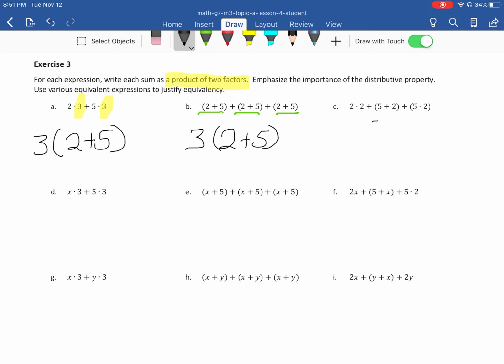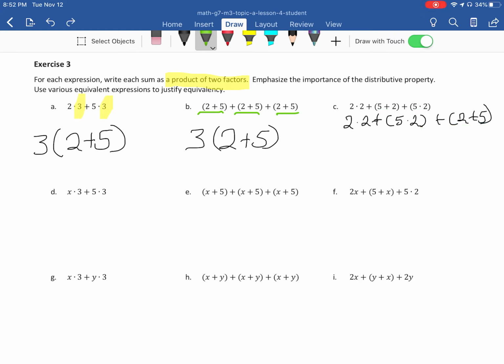C is a little bit tricky, but I know you can understand it. Let's go through this step by step. First, let's rewrite it using commutative properties. 2 times 2 plus 5 times 2 plus 2 plus 5. All I did is I took this and I moved it there, and then I took that 5 plus 2 and I moved it there, and then I rearranged to put my 2 up in the front and my 5 second, and you'll see in a second why.